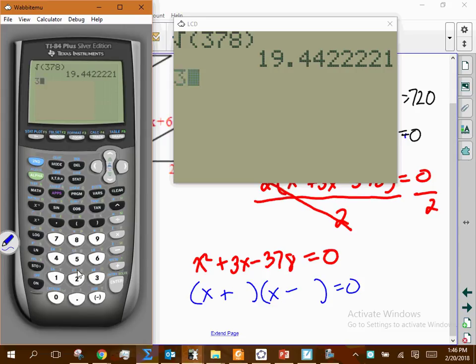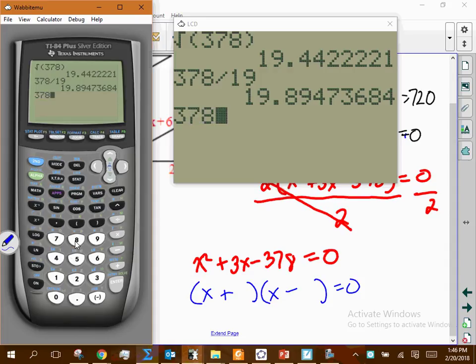I'm going to take 378. Now, I know it's not divisible by 20, but I'm going to try 19 and see what I get. I'm looking for my output here to be a whole number, and for the difference to be 3. So I tried 19, and it gave me this number. Now you can either increase by 1 or decrease by 1, so I'm going to try 18. And there's my whole number, right? And then add up the 3.